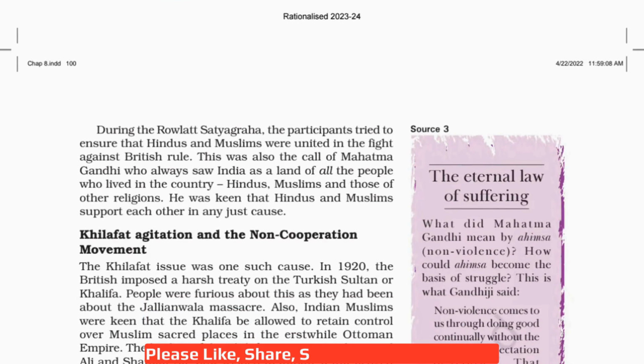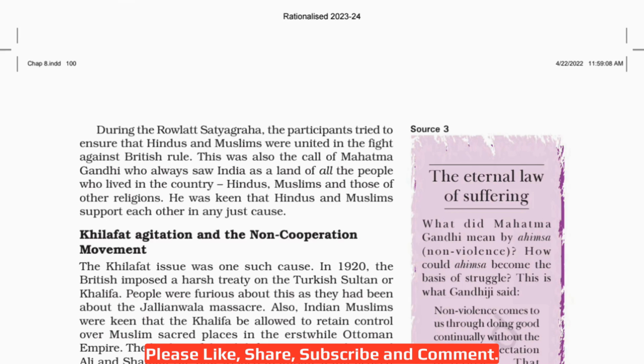During the Rowlatt Satyagraha, the participants tried to ensure that Hindus and Muslims were united in the fight against British rule. So they needed unity between Hindus and Muslims. This was also the call of Mahatma Gandhi, who always saw India as a land of all the people who lived in the country: Hindus, Muslims, and those of other religions.